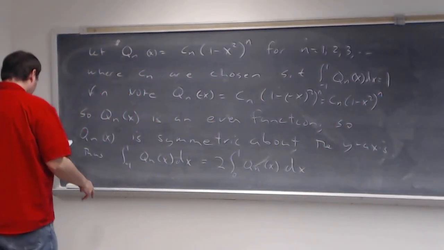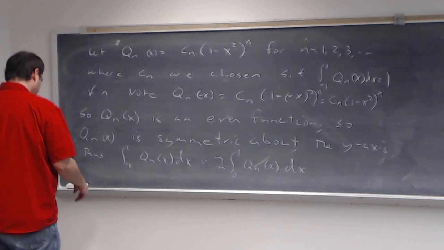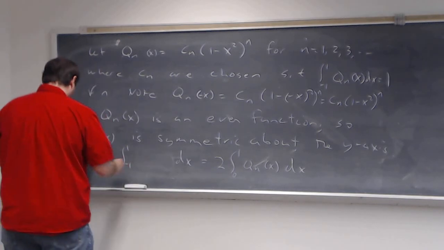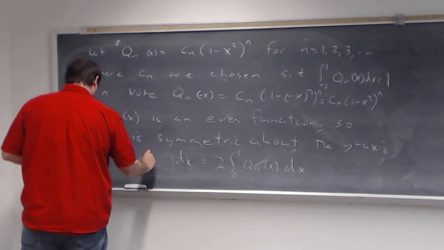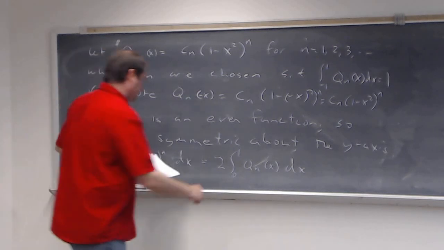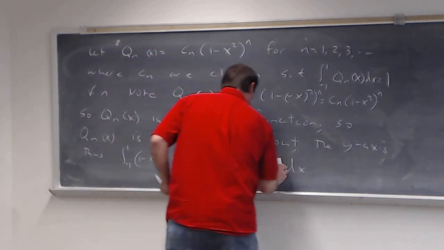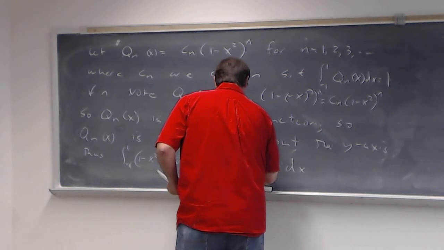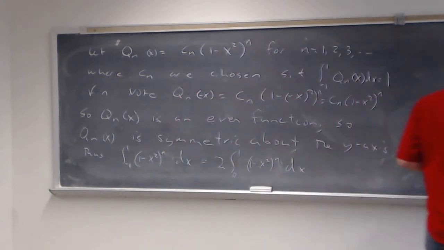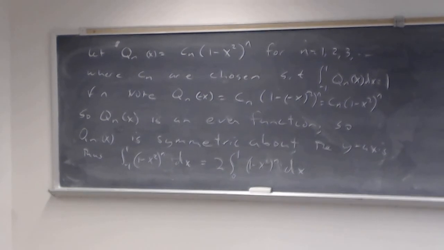Qn of x, but let's just look at, instead of Qn of x, let's look at 1 minus x squared raised to the n, which is also symmetric. So that's the part I should be looking at, which is 1 minus x squared raised to the n. Okay. Now, that's what I should have been looking at.